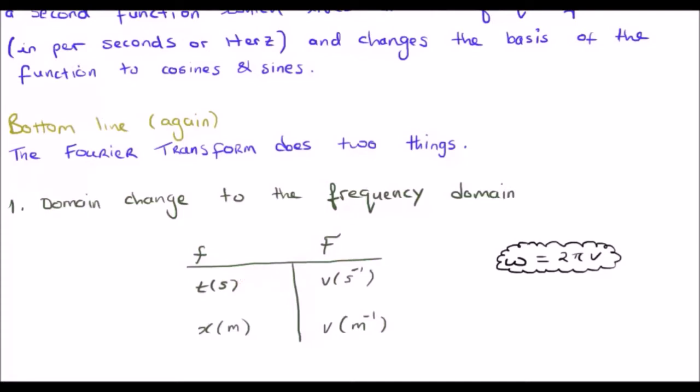If your initial function is one of position, or length, measured in meters, then your transformed function will be one of frequency measured in per meter. Note, of course, we can always go from the linear frequency to the angular frequency through our factor of twice pi.